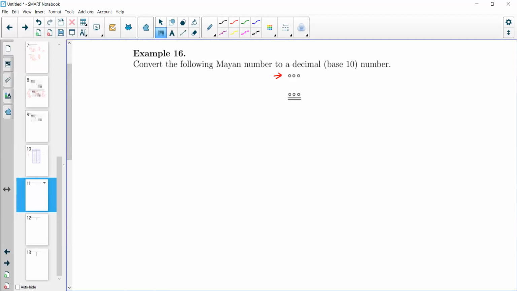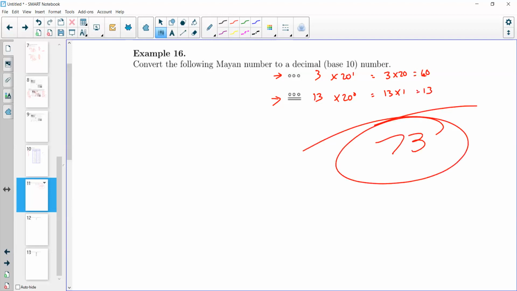So what's this? What's this? Base 20. 20 to the 0, 20 to the first. 3 times 20, 13 times 1. 13, 60, 73. Easy, right? Yes? No? Any questions? We've got a couple more.